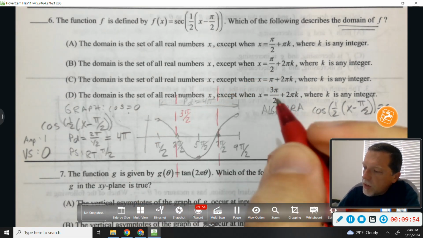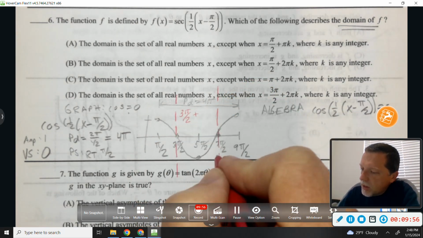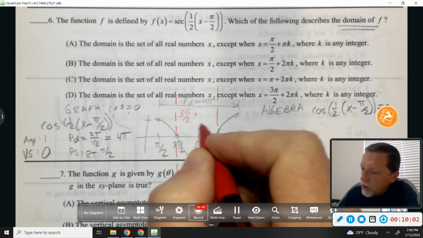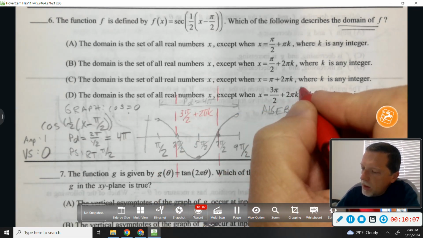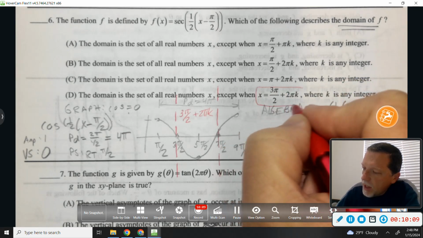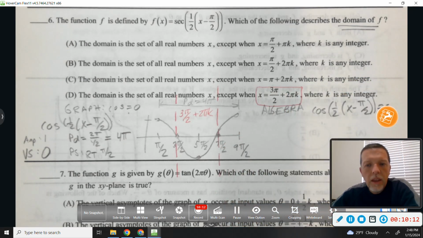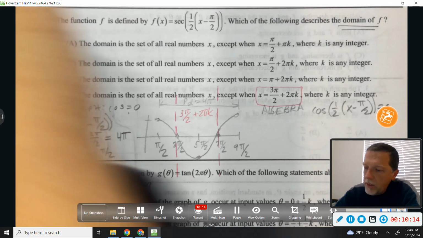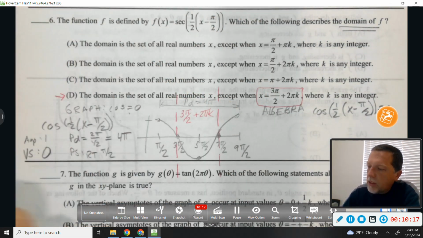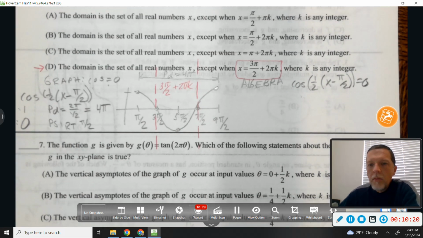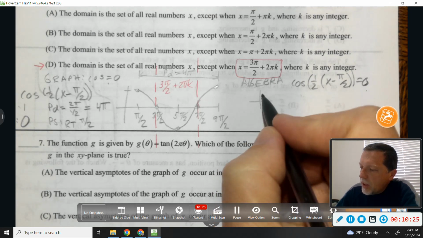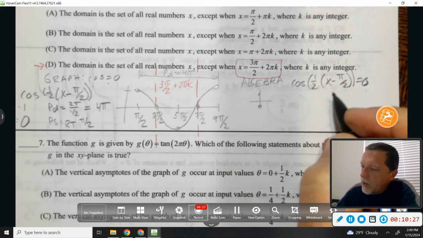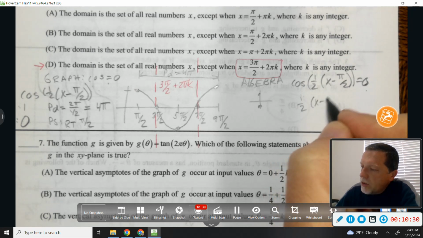So I've got asymptotes at 3 pi over 2, and then it looks like every pi away. So 3 pi over 2 plus, no, that'd be 2 pi away from 3 to 7 would be 4 over 2. So those are 2 pi away. So that looks like answer choice D. So I think I'm going to roll with that. I'm going to go ahead and do it the other way just to make sure. Let's see. Cosine's equal to 0. Now I'm thinking unit circle. Cosine's equal to 0 at pi over 2.